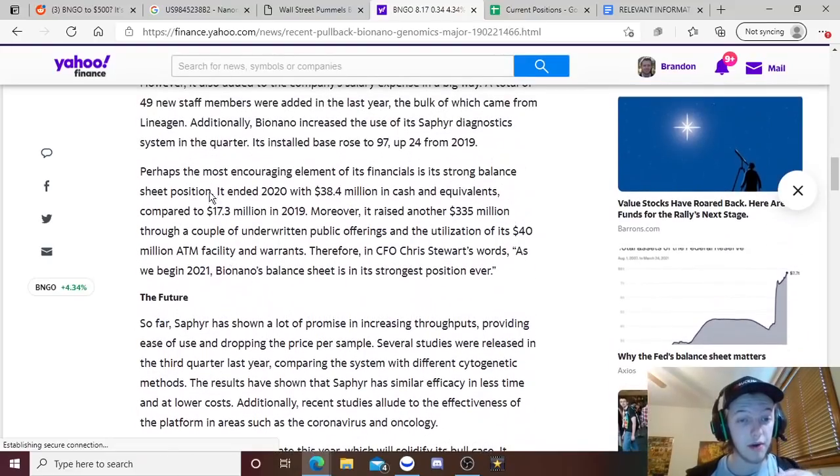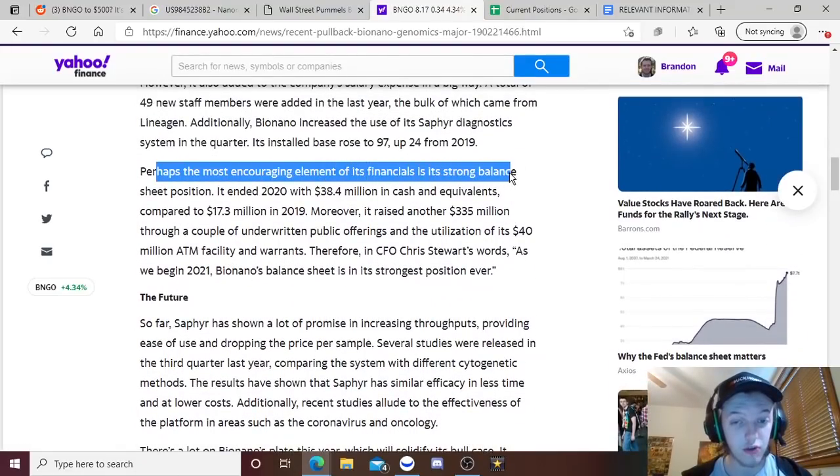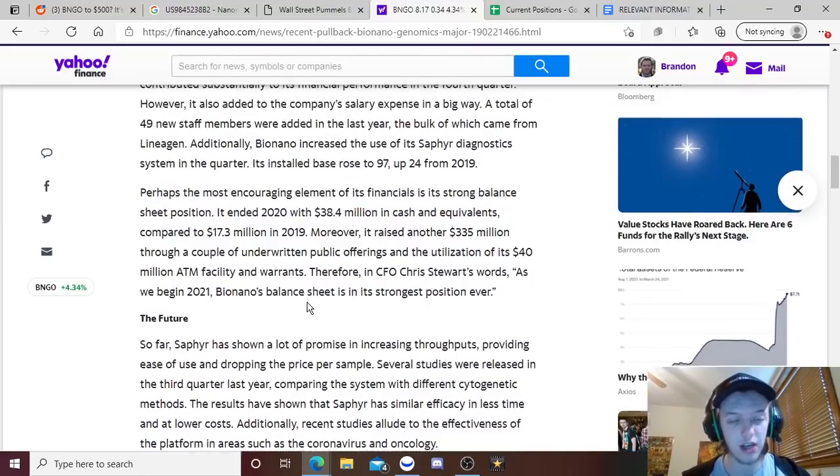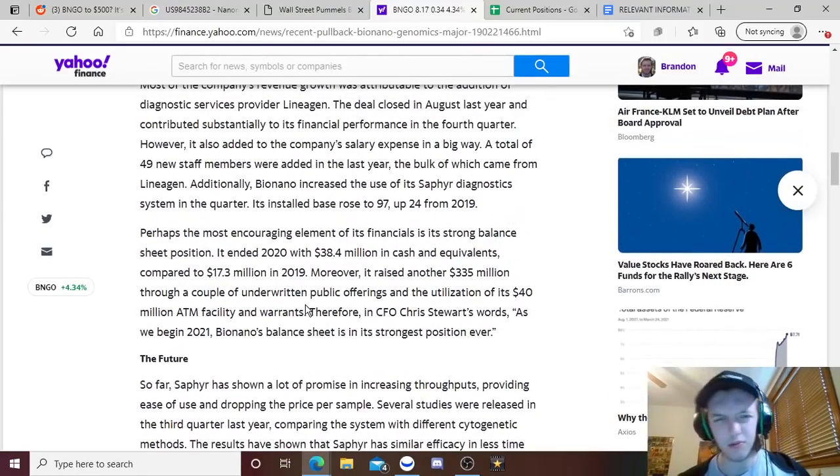Perhaps the most encouraging element of its financials is its strong balance sheet position. It ended 2020 with $38 million in cash. If you're thinking, "Oh, they don't make any revenue, man, how are they going to expand their business?" Well, BNGO, they can't expand, right? They cannot. They don't have money to. They do have money too.